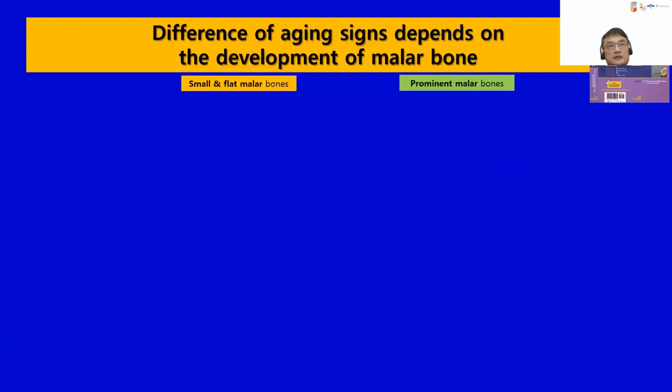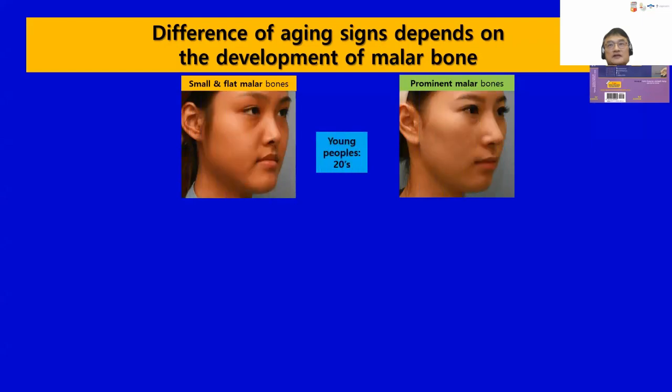This slide shows the relation between size of malar bone and the soft tissue sagging and degree of aging. Even though these ladies are the same age, 20s, the left side lady has smaller malar bone and has a deeper nasolabial fold with a sagging jaw, compared to the lady at the right, who has a large malar bone, but has no deep nasolabial fold, no sagging appearance.